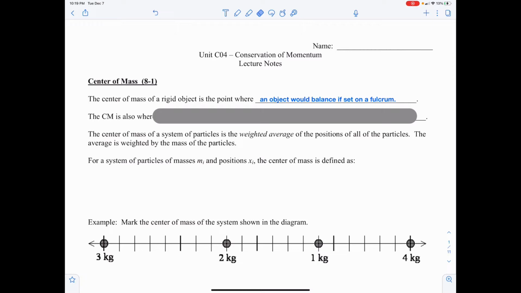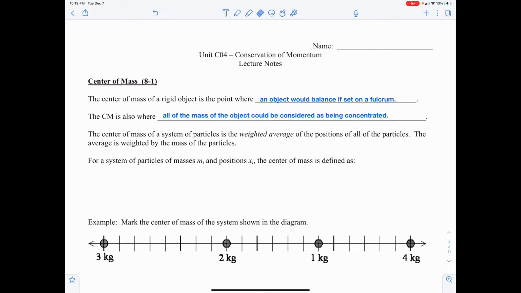The center of mass is also where all of the mass of the object could be considered as being concentrated. The center of mass of the particles is a weighted average of all the positions of all the particles. The average is weighted by the mass of the particles.